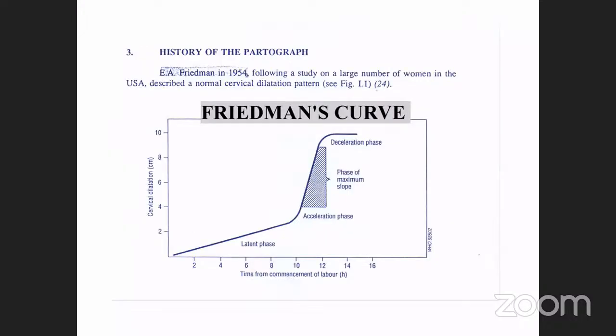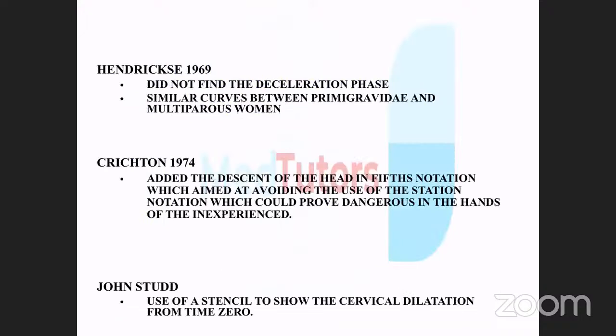Now, this is the Friedman curve. It shows you that in the latent phase, the cervical dilatation is very slow. Then you have the acceleration phase when there's rapid cervical dilatation. And then, of course, you have the deceleration phase. This is the first curve on labor that was developed by Friedman in 1954. Next slide. The partograph we're using itself was developed by Philpott.